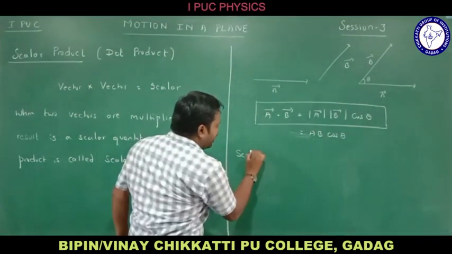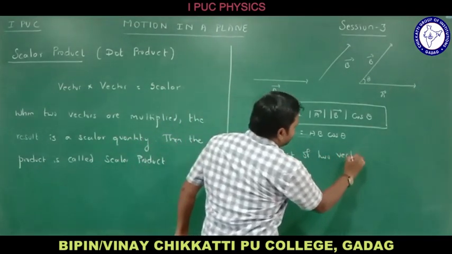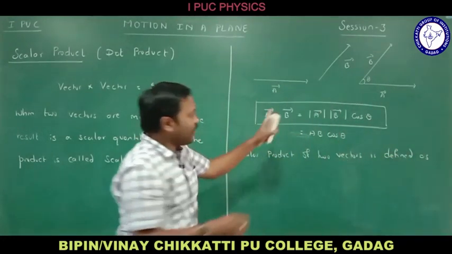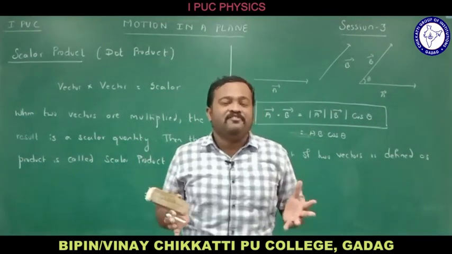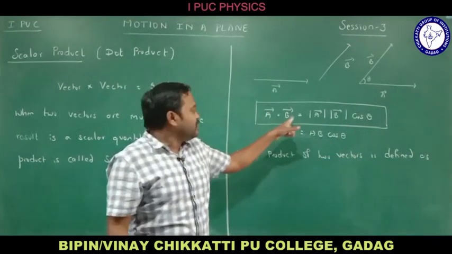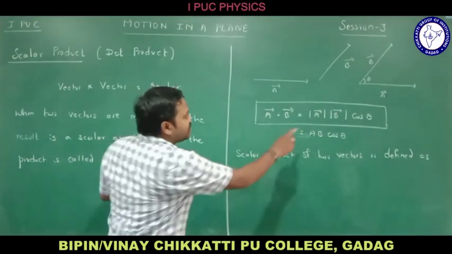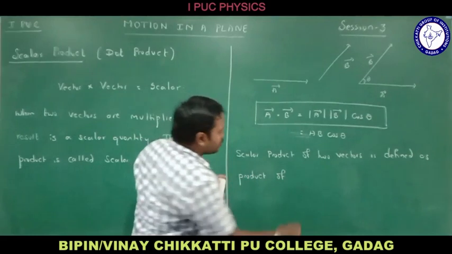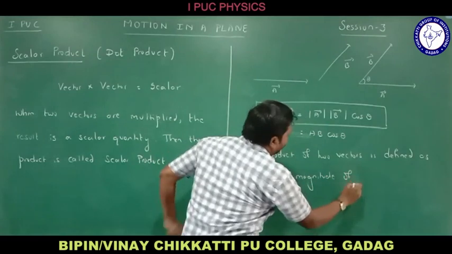Scalar product of two vectors is defined as follows. Whenever in physics we want to define a physical quantity, we define it in terms of a mathematical equation. So what is the mathematical equation of a dot b? It is modulus of a, modulus of b, cos theta. Let me write: scalar product of two vectors is defined as the product of the magnitudes of the two vectors.